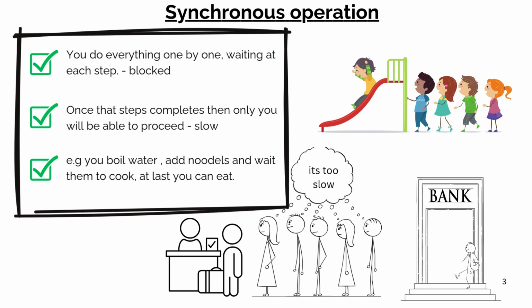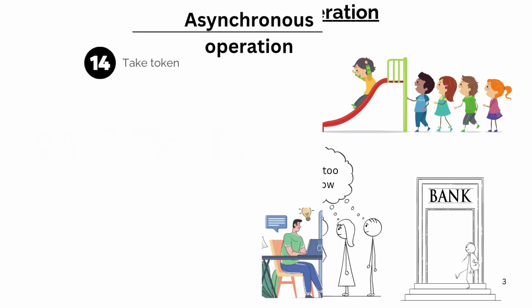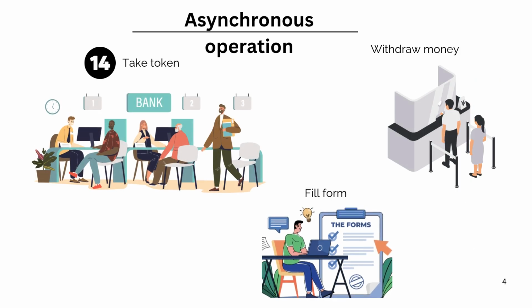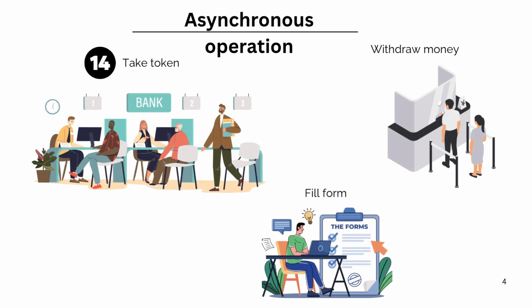So how will the manager streamline it? Let's turn to async operations. The bank manager makes some guidelines. You take a token, fill in a form, and we will announce a token number. You come and deposit your money or withdraw. So now you are not blocked. You can take a token, fill the form anywhere, go outside, have tea and come back.